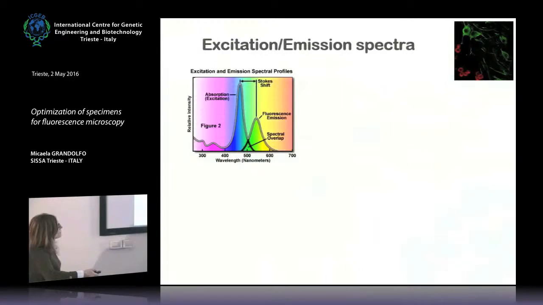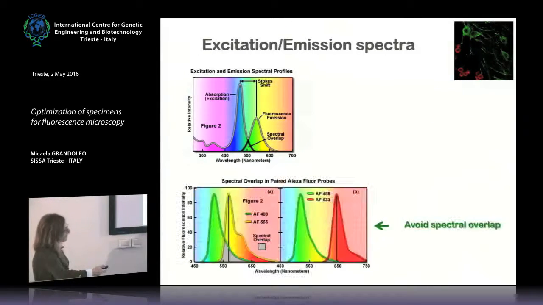Okay, the excitation and emission spectra. You have seen many of these diagrams this morning. So you have to know the excitation and the emission spectrum of the fluorophore you want to use, because this is the identity card of your fluorophore. And as Gabriele told you, you have to be very careful when you want to perform multiple staining to avoid overlapping of the emission spectra of the two fluorophores you want to use together in your sample.